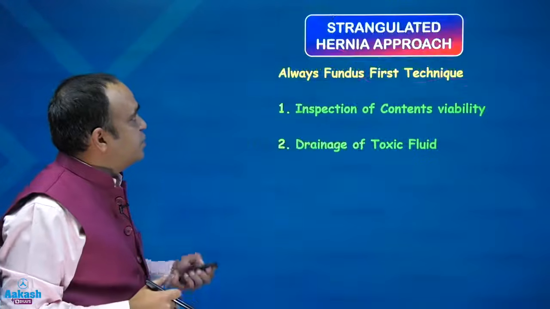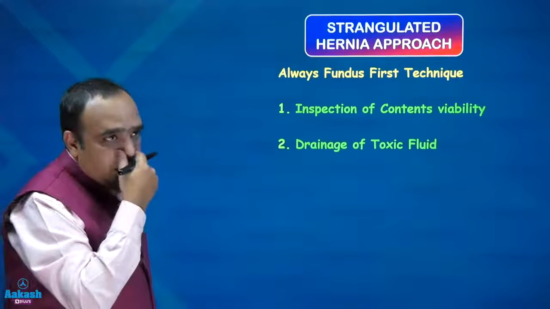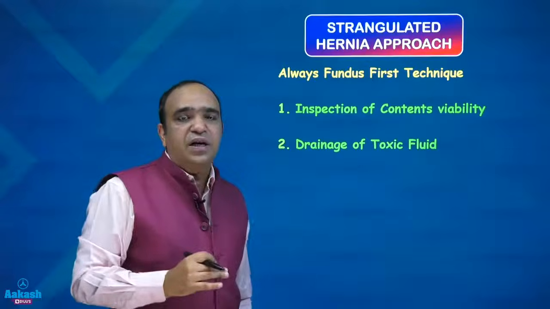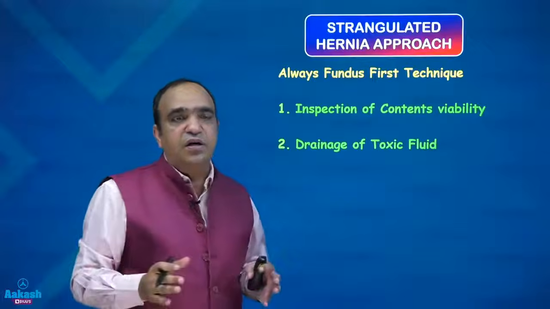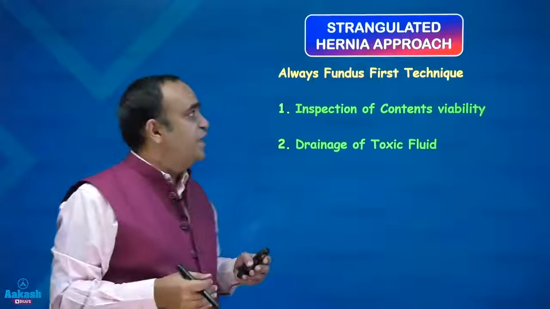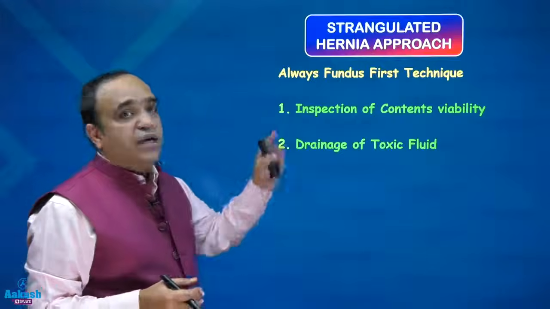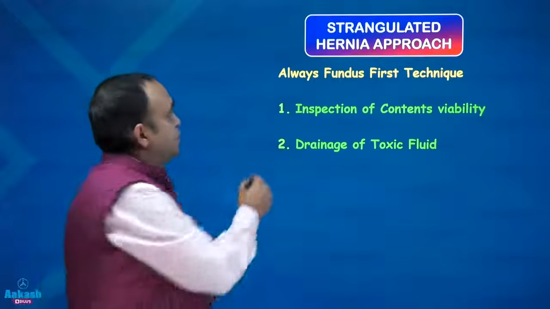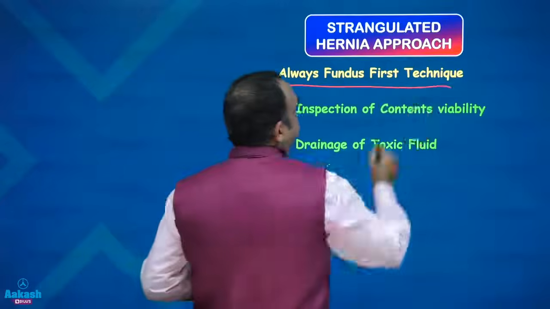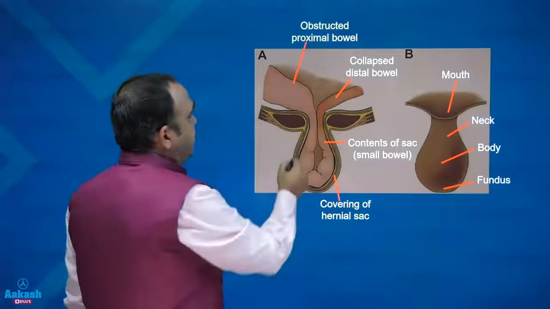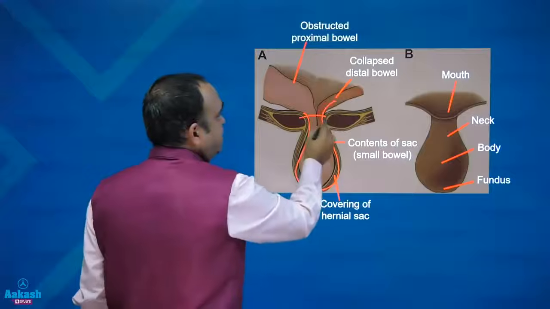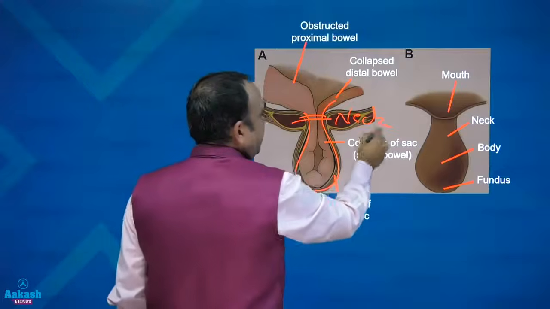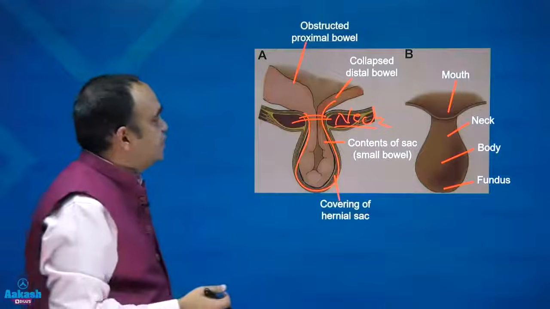So that's the advantage of this ideal mesh. Now in cases of strangulated inguinal hernia, like obstructed or some vascular compromise of the hernial content, we always use the fundus first technique, very important again. Now the fundus first technique is, that's a hernial sac, that's the neck, meaning the defect through which the hernia comes out, right?